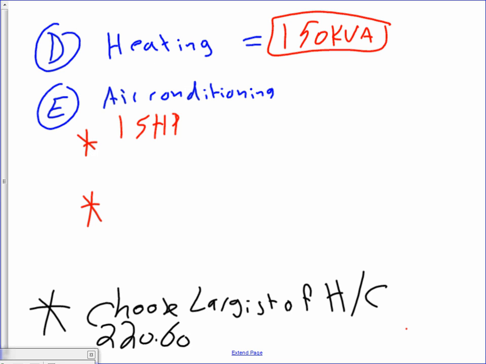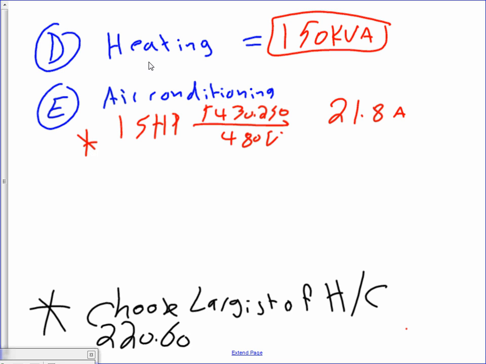This is going to go to table 430.250. That will give you guys the full load amp is 21.8 amps under 480 volt. That will get you 21.8 amps. Cool. Then here's what you need to do. You take, put this one here.